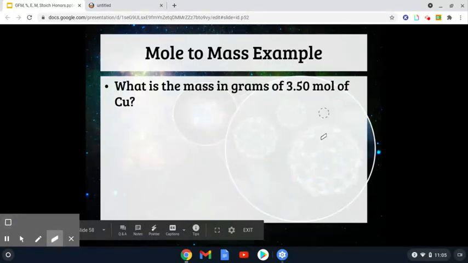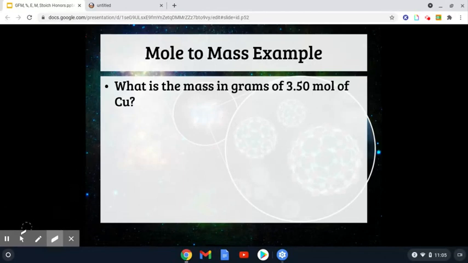Okay, so now this next problem, it doesn't have a chemical equation that goes with it, but that's okay. You get the gram formula mass right off the reference table for copper, just like you did for the ones before. So what is the mass of 3.5 moles of copper? So you do 3.5 and then put that 0 in there for sig figs.